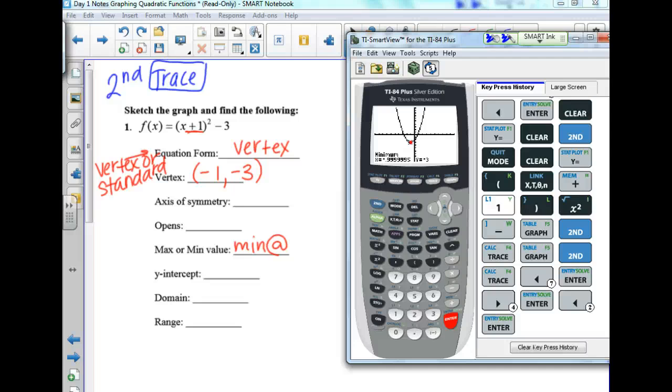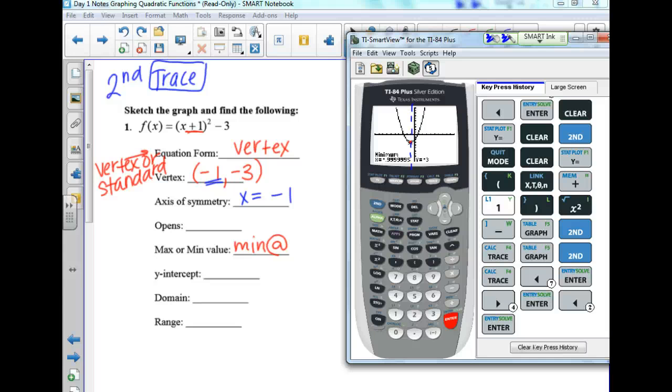Okay, so axis of symmetry, remember that's that imaginary line that goes through the vertex. When you have the vertex, we write the axis of symmetry as an equation, x equals, and what is the x value of the vertex? Negative 1. So you're going to use this negative 1 right here. X equals negative 1. Why didn't you just put the vertex? Why did you have to go through all that with the calculator?